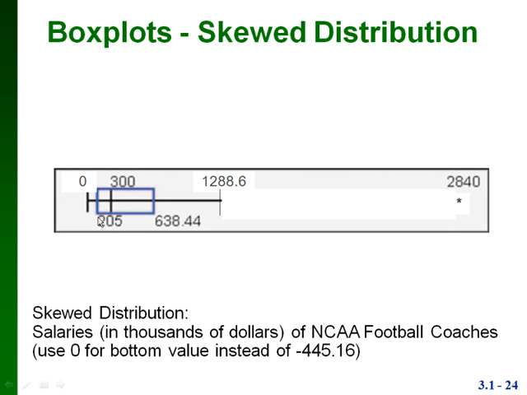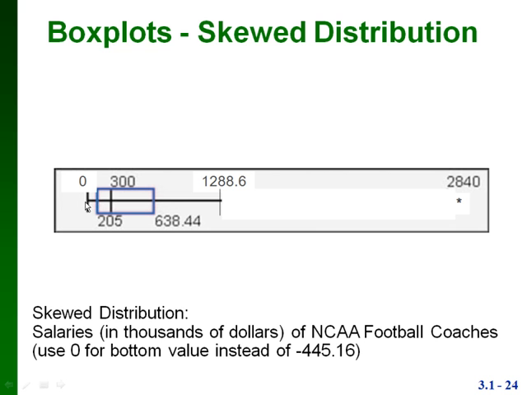So in this case, we've got our box in the middle. Our Q1 was 205, so that would be 205,000. Our median was 300, and our Q3 was 638.44. So notice in this case that we don't have that nice symmetrical shape that we did for the other box plot. Our median and our Q1 are fairly close together, but the median and Q3 are fairly far apart.